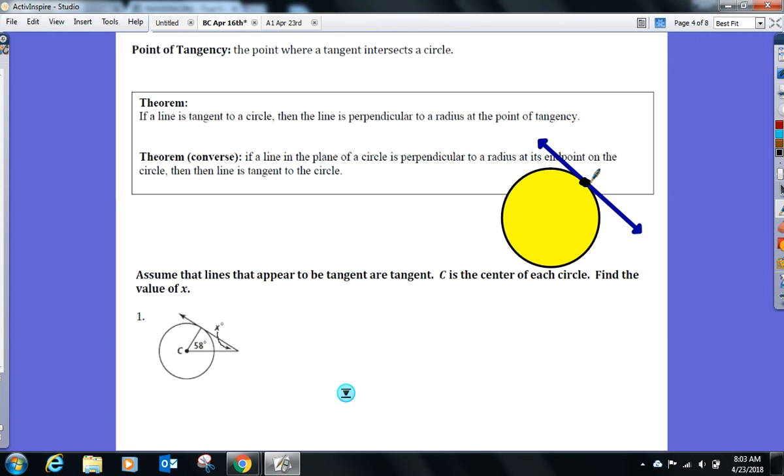I want to stop calling that the point where it intersects the circle now. We have a name for it, and these mathematicians are very, very clever. The point where it intersects the circle is called the point of tangency. That is where the tangent intersects your circle. What I'd like you to do now, guys, is draw a center of your circle and connect a radius from the center to the point of tangency.